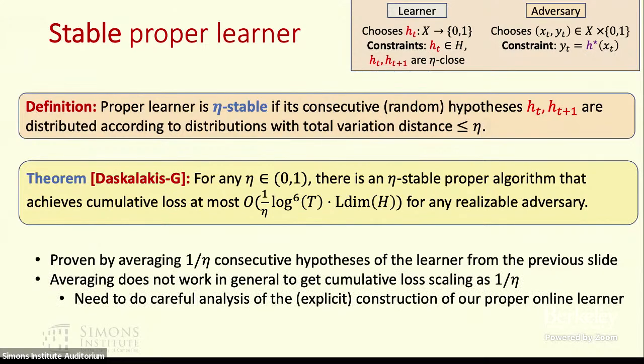And it seems very natural to get the scaling on 1/eta, but it's actually not immediate. It doesn't work in general. And in fact, if you're not careful about averaging, you might get a cumulative loss linear in T. And so in order to get this bound that's very much sublinear, at least for reasonably sized eta, we have to do a very careful analysis of the explicit construction of the proper learner I had on the previous slide.